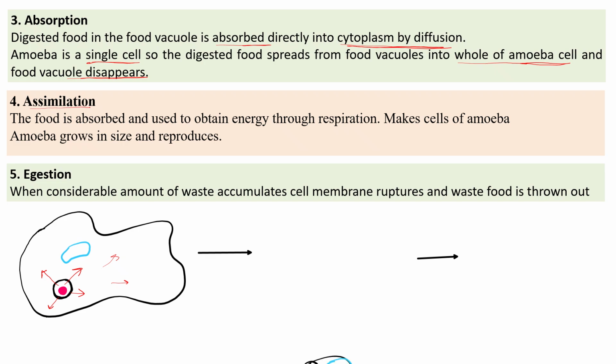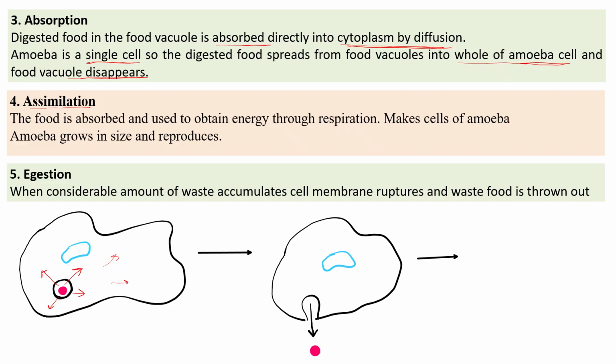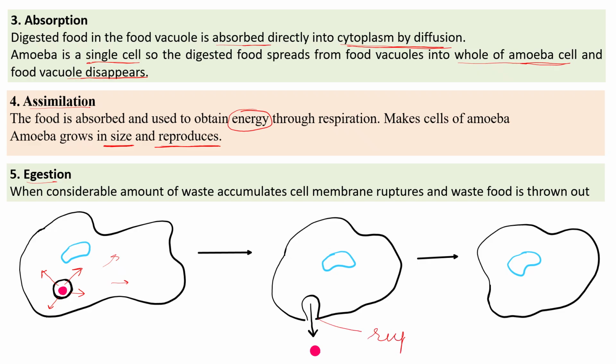The food absorbed is used to obtain energy, and this will help in the growth of amoeba. That is, amoeba will grow in size and will reproduce. Now comes the last step, that is egestion. When a considerable amount of waste accumulates, it moves towards the cell membrane, and the cell membrane will rupture. The waste will be thrown out. This is known as egestion.